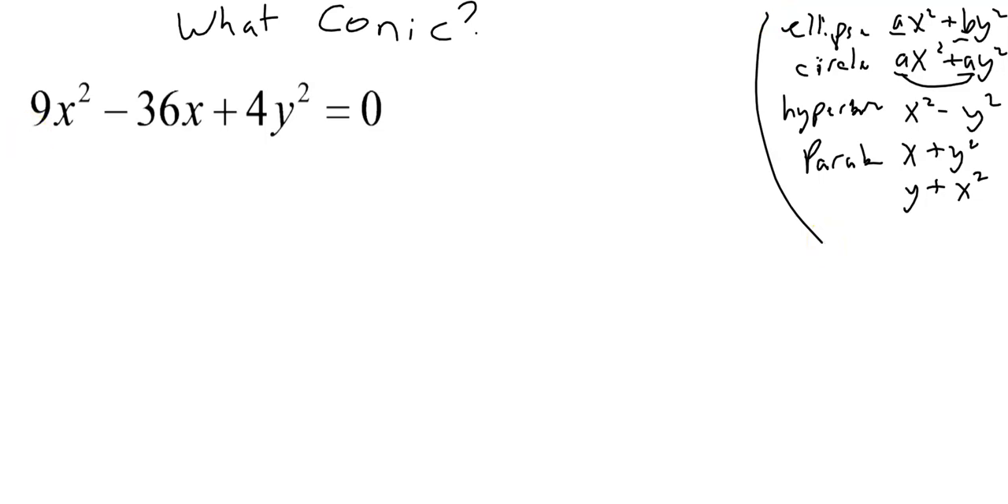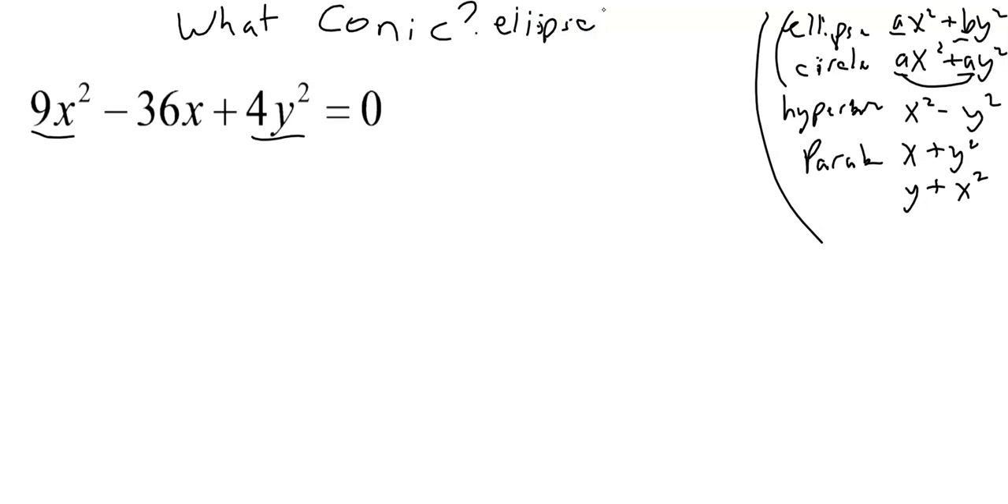So right away you see 9x squared plus 4y squared. So there's a plus. I see it's going to be either an ellipse or a circle. 9 and 4 are different, so I think this is going to be an ellipse. Now we'll have to put it in the right form to figure out what form of an ellipse it is. So you just kind of complete the square here.